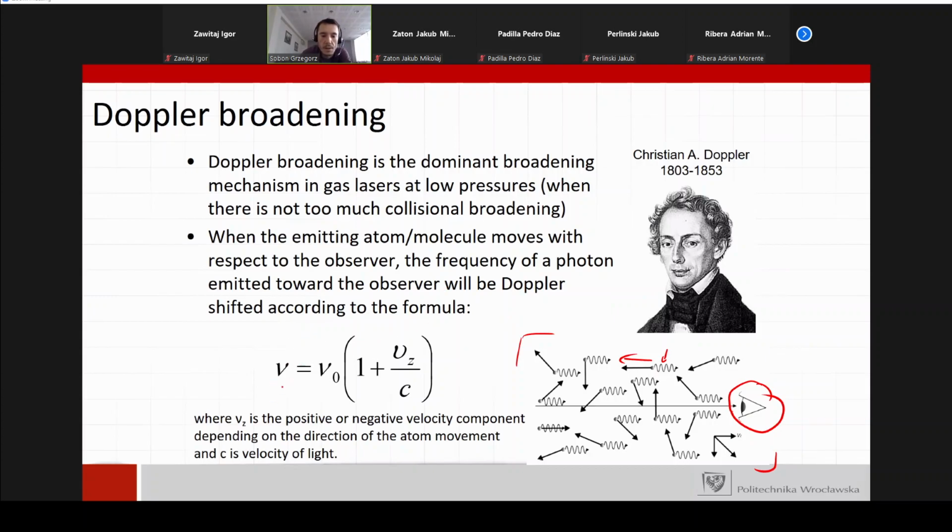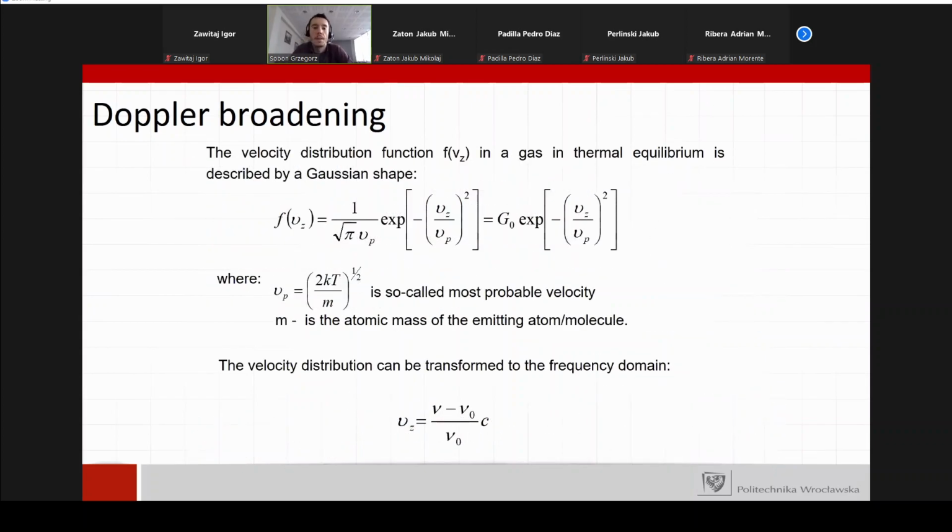So the frequency of the photon will be changed by this Doppler coefficient. So the nu z is the positive or negative velocity component depending on the direction of the atom. So if the atom moves in one direction, we have plus, or in the other direction away from the observer, we have the minus. And the velocity distribution here in the gas medium is described by a Gaussian shape. Okay.